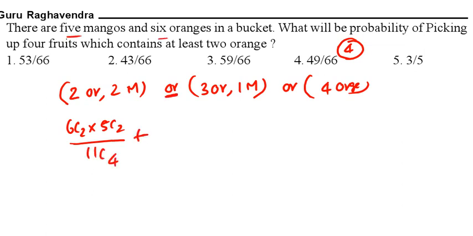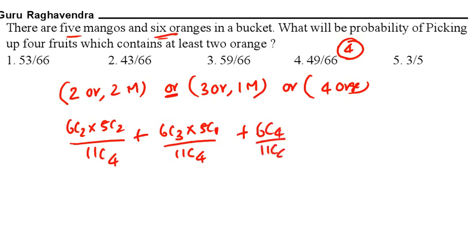Now find the speed of the current if the speed of the boat is 2.5 meter per second. 2.5 means 5 by 2. Meter per second you need to convert into kilometer per hour since all the options are in kilometer per hour. That means 9 kilometer per hour. This is the speed of the boat. Stream speed we don't know, x.